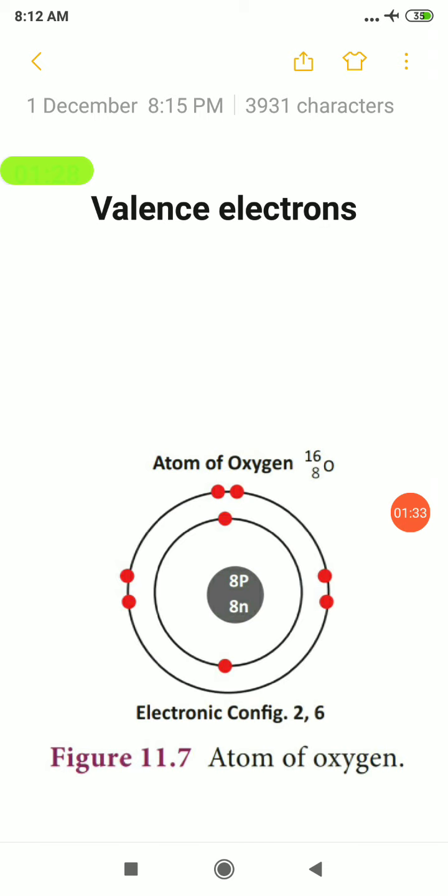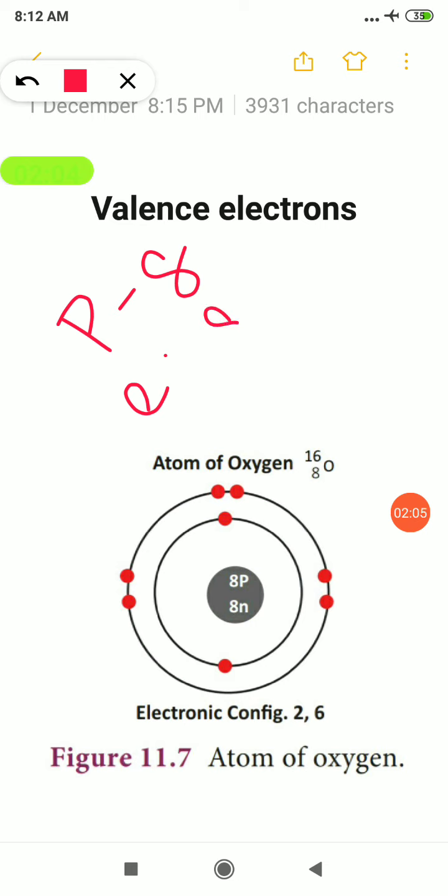Okay, dear students, first we must know how to write the electronic configuration of an atom. Here I have taken the oxygen atom. The atomic number of oxygen is 8 and its mass number is 16. If you know the atomic and mass numbers, you can easily find the number of protons, number of electrons and number of neutrons in an atom. Here the atomic number is 8, no? So here the number of protons will be 8 and the number of electrons also will be 8.